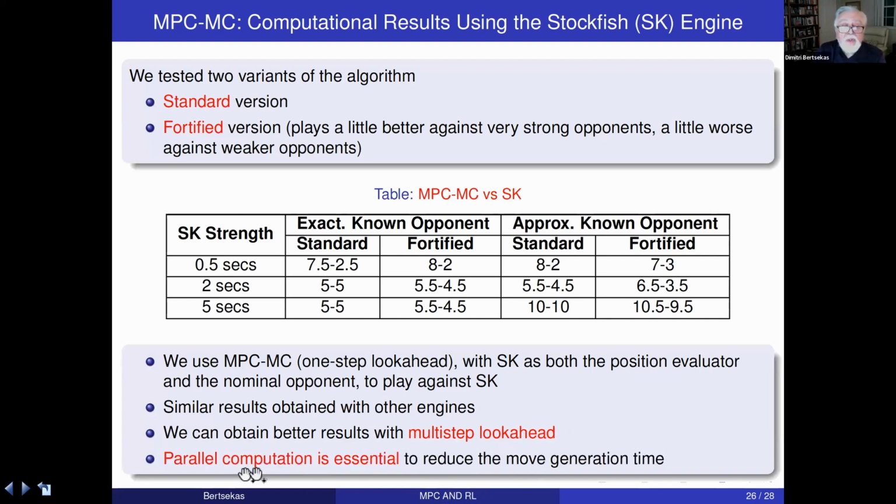The other thing to note is that our architecture is very well suited for the use of parallel computation, because there are a lot of engine evaluations here, and we need to reduce the move generation time. But everything can be done in parallel, and MPC-MC with one step look ahead requires about twice as much time per move as the engine that it plays against, assuming sufficient parallel computational resources are available.